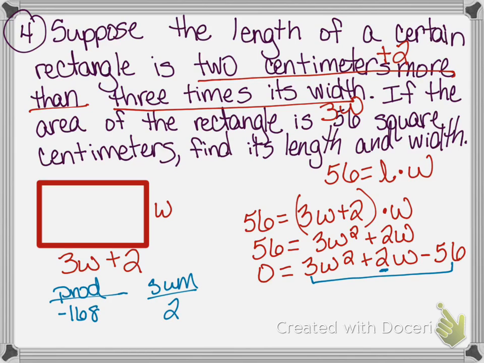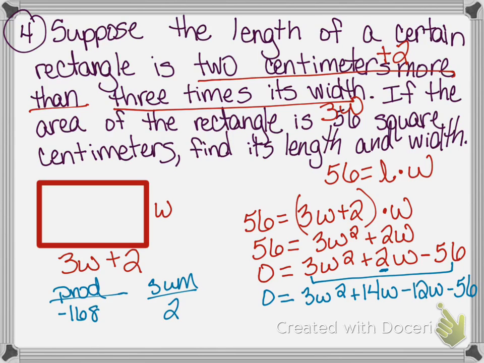Now, this one is outside the 12 times 12. I've really tried to commit to staying within 12 times 12 on your test. This one is 14 and negative 12, so it is just outside of that. So here, I would take that 2w, and I would split it. I've got 3w squared plus 14w minus 12w minus 56.